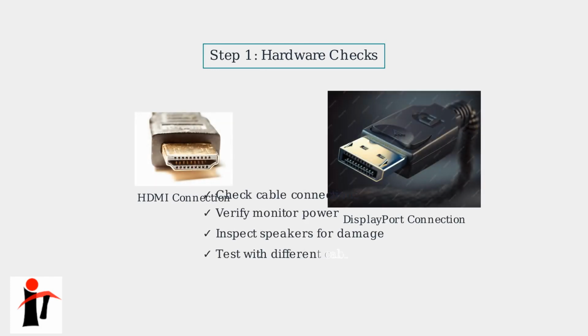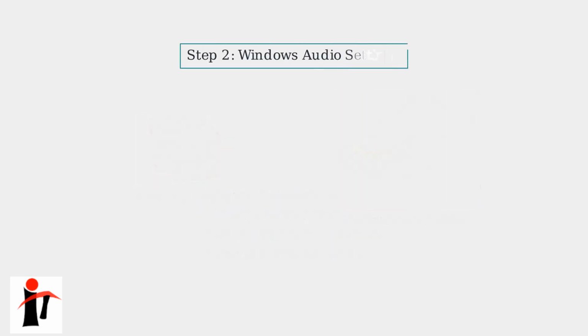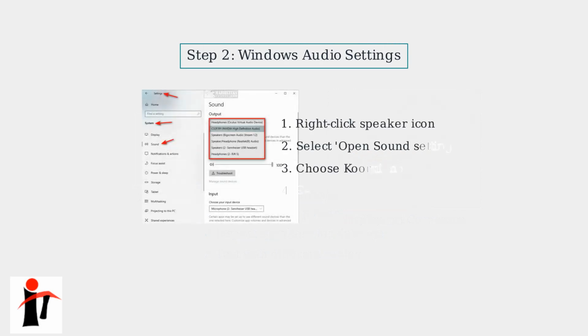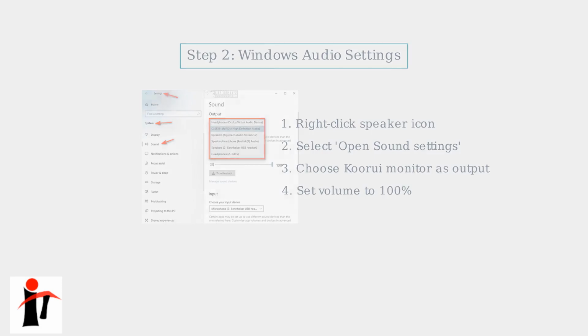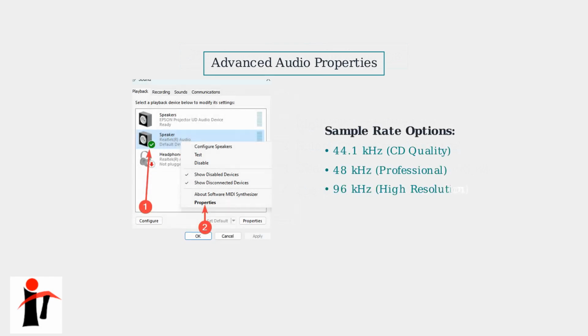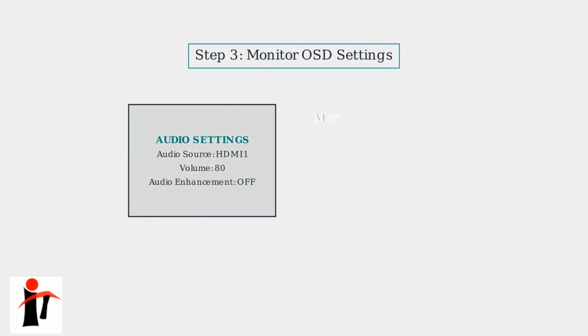First, ensure your HDMI or DisplayPort cables are securely connected to both your computer and monitor. Next, let's check your Windows audio settings. Right-click the speaker icon in your system tray and select Open Sound Settings. Now go to Additional Device Properties, then the Advanced tab, and try different sample rates like 44.1 kHz or 48 kHz. Finally, access your monitor's on-screen display menu.